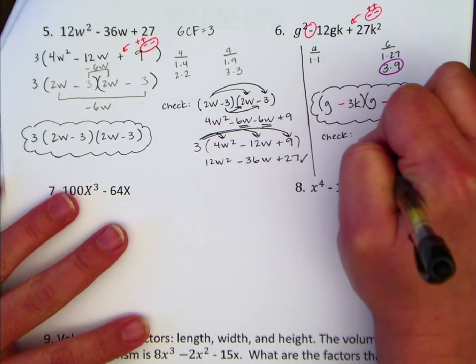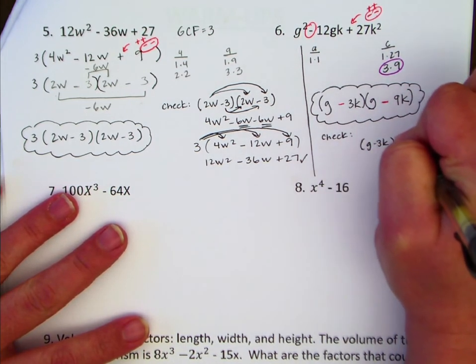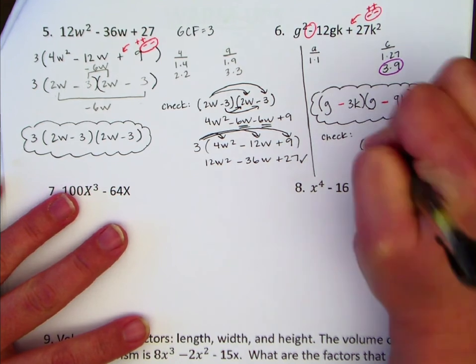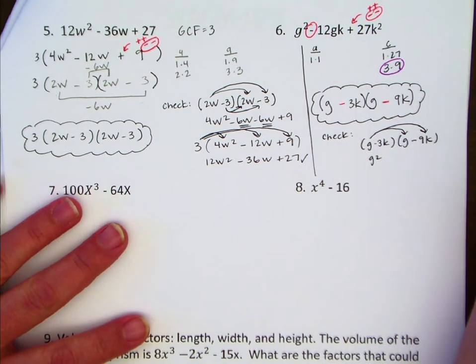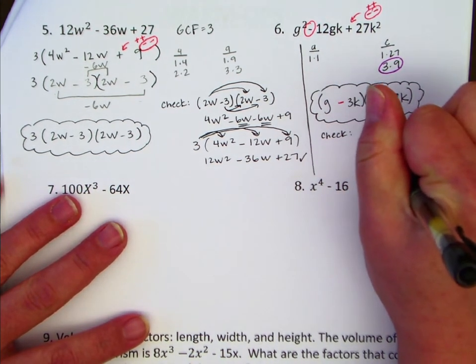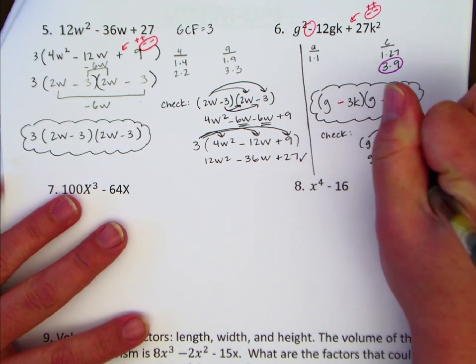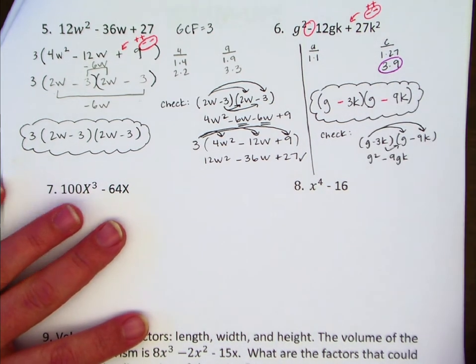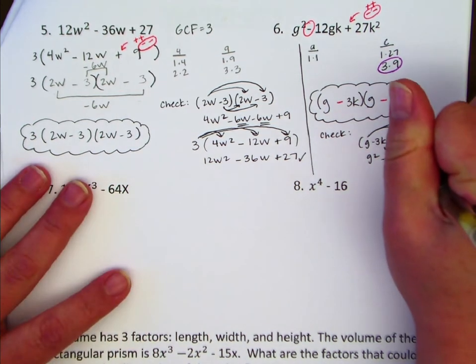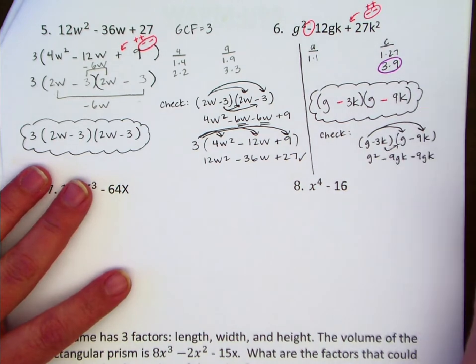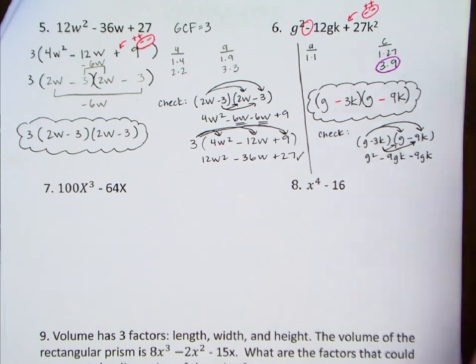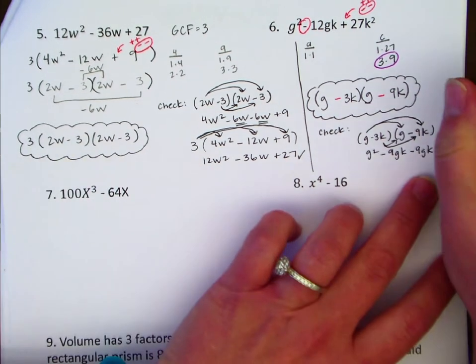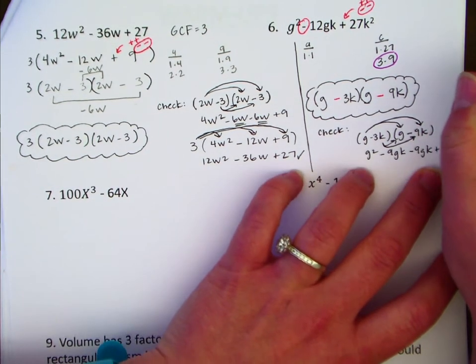So G minus 3K times G minus 9K. G times G is G squared. G times negative 9K, negative 9GK. Negative 3K times G is negative 9GK. You could write both of them as KG. It's not going to matter. Negative times negative is positive. 3 times 9 is 27. And K times K is K squared.